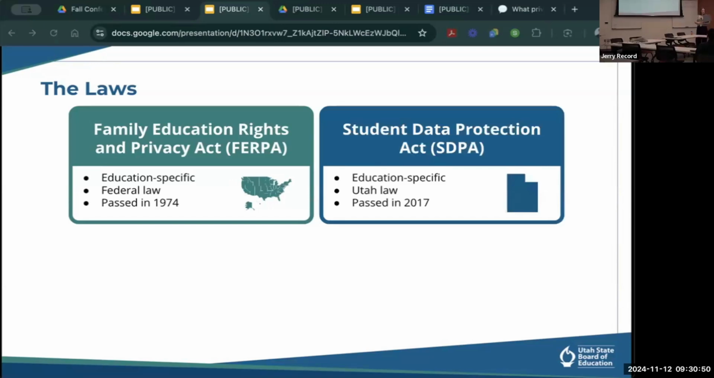Next, we have the Student Data Protection Act, which we sometimes call the SDPA. This is a Utah-specific law, and it's quite new. It was passed originally in 2017 and has been amended almost every year since then. Interestingly, there was some funding associated with this law, and it is the funding that funds my position and John's position and other people on my team.